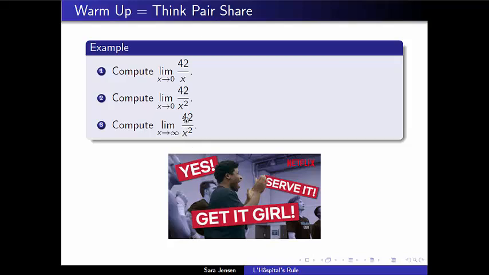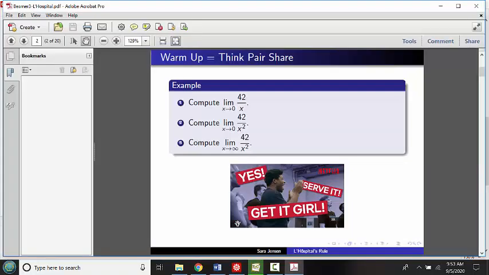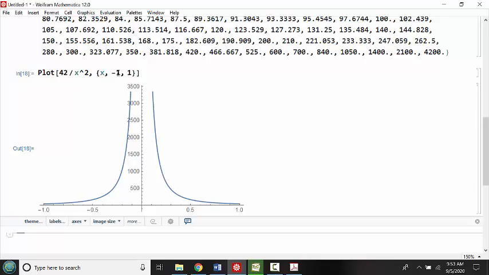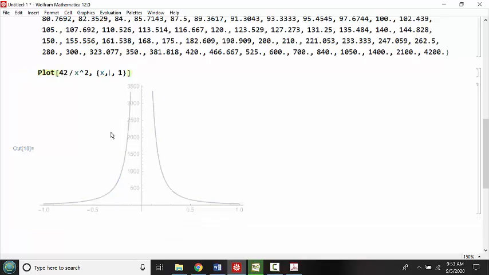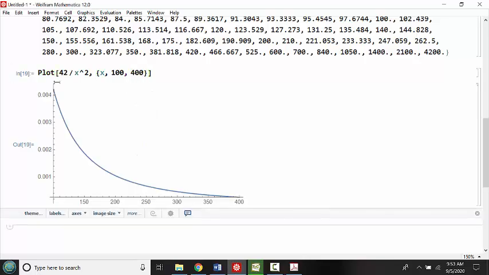I'm taking 42 things and dividing them into so many pieces. The size of each piece is really small. And so this limit is going to be 0. And again, you could investigate that graphically. Instead of starting here at -1, maybe start at 100 and go out to 400, graphing the same thing, and you can watch as that approaches 0.